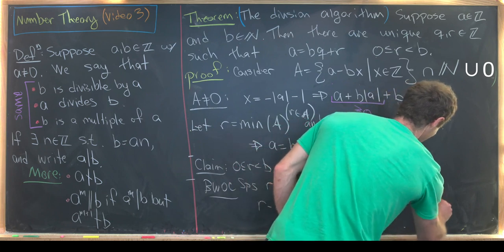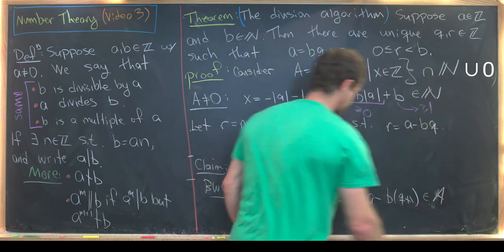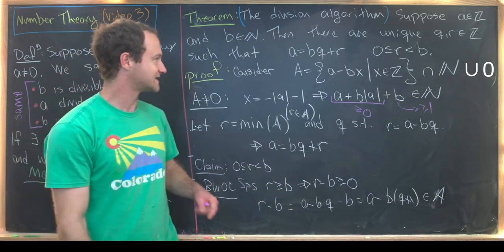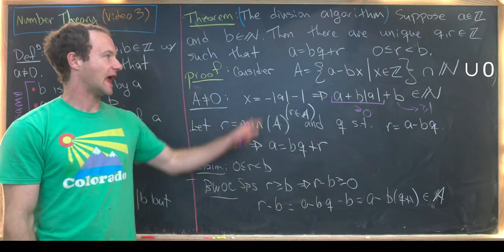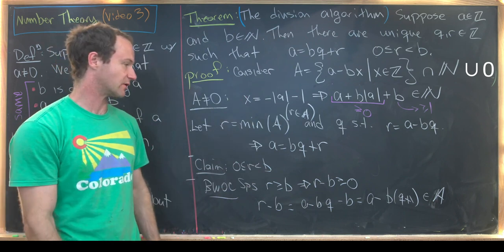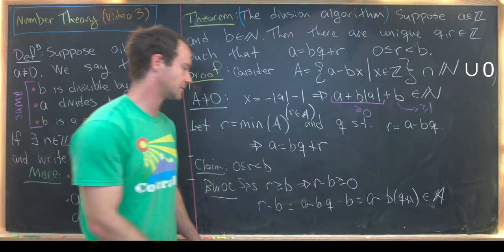But let's notice that that is in our set A. And how is that in our set A? Well, it's in our set A because it's been written in this form and it's a natural number. Well, here I guess we're taking 0 as a natural number because R minus b is bigger than or equal to 0.